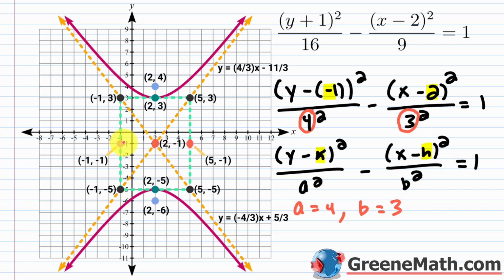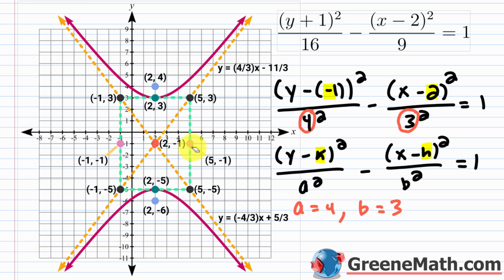Then for this one, I'm going to go 3 units to the left. So 2 minus 3 would be -1. So that's my x-coordinate. And then the y-coordinate is still going to be -1 because I'm just moving horizontally. So this point right here would be (-1, -1). Again, sometimes they'll ask you to draw in the conjugate axis. So if they do, it's just the line segment with the covertices as its endpoints.